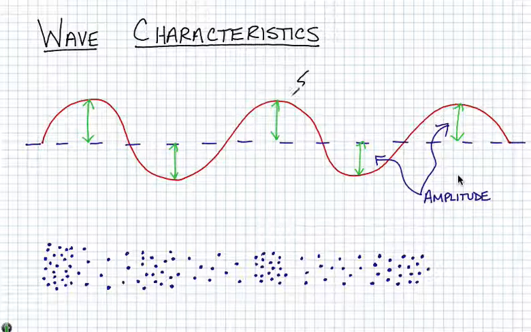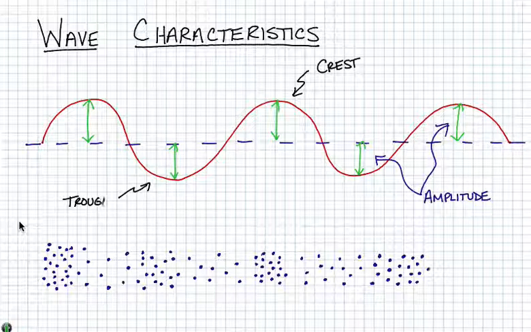Some more basic definitions. Anytime you have maximum displacement above the equilibrium point, or a positive displacement, that's what's known as a crest. So this is a crest, this is a crest, this is a crest. Maximum displacement underneath the equilibrium point, or a negative displacement, is referred to as the trough. So if you hear myself or anyone else refer to a crest or a trough or amplitude, you now know exactly what they're talking about.